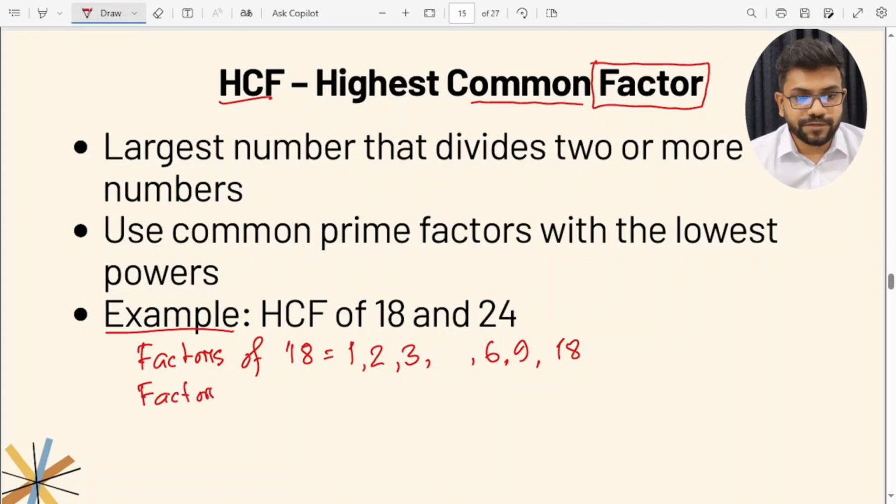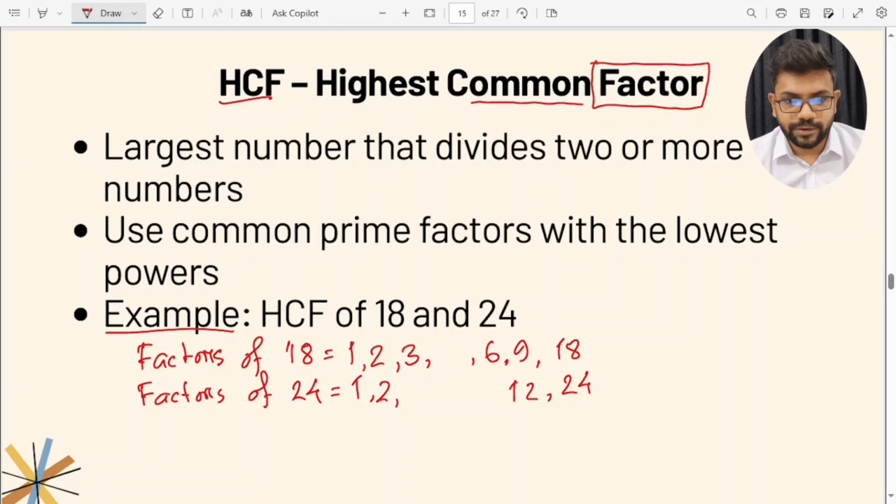And factors of 24, similarly, are 1 and 24, 2 and 12. Is it divisible by 3? Yes. 3 8s are 24. Divisible by 4? Yes. 4 6s are 24. Is it divisible by 5? No. 6 is already there, so we can stop here.